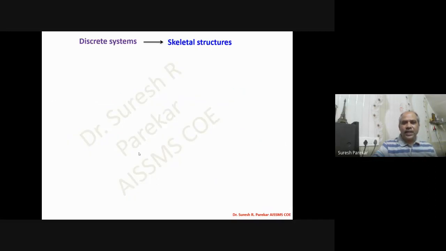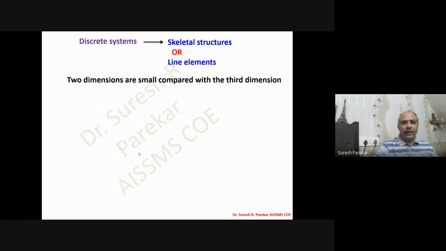So first we have the discrete type, which is also known as skeletal structures, or we can have line elements. Here, two dimensions are small compared with the third dimension, and these are known as skeletal structures. So in this, two dimensions are small as compared with the third, and that we are going to say as a discrete system, skeletal structure or line elements.